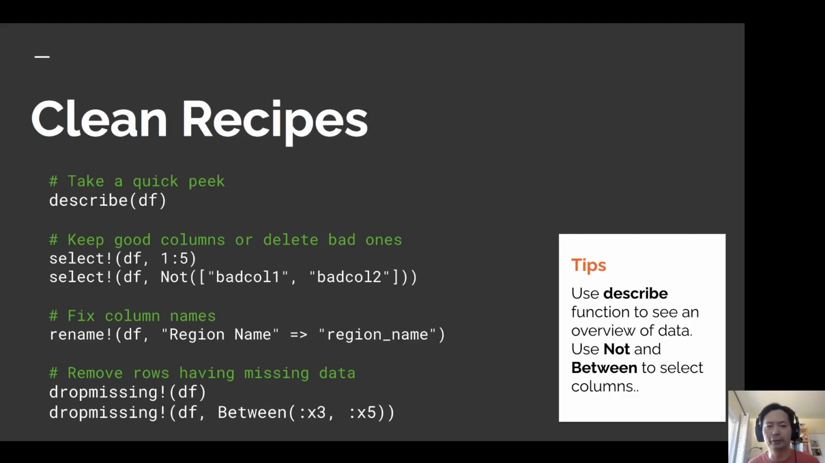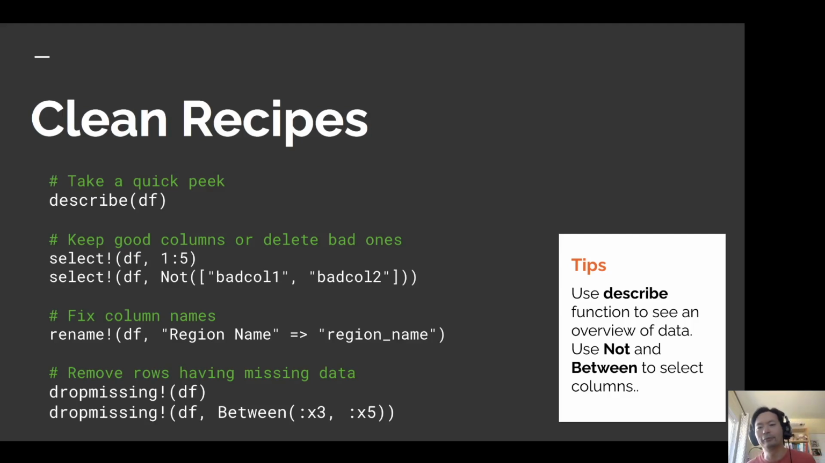The select bang function is one of the mutating functions that you can see from the bang side, right? So when you use select bang, you can change your data frame in such a way that you can take away the columns that you don't want, or just keep the columns that you want, right? There are two ways to do that, as you can see on this slide. And if you want to change the column names, it's quite easy. The rename bang function allows you to just change the column from one thing to another pretty easily.